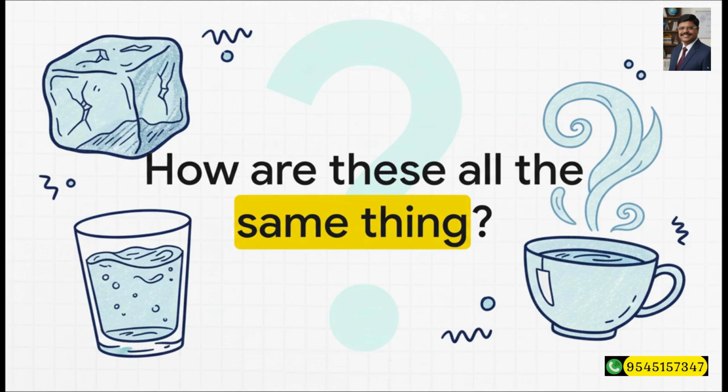But here's the amazing part. They're all the exact same substance. They are all just water. So how is that even possible? How can one thing exist in such different forms? Well, that's the big question we're going to answer today.